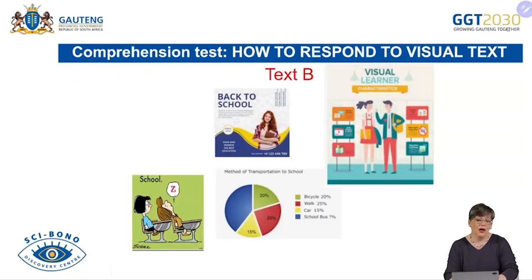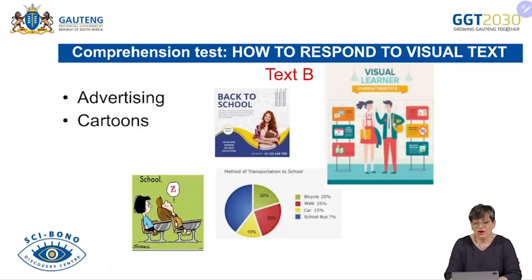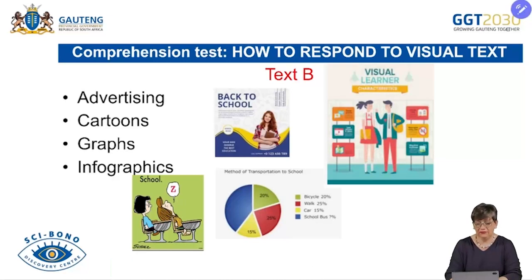Now, remember you will be given a visual text. And as I said, it has no connection to text A, which is the written text. Now, your visual text might be anything from an advertisement, it can be a cartoon, it can be a graph, or it might even be an infographic. So, what do you do when you see this? Well, you look at it very carefully. Remember, it's a visual text.